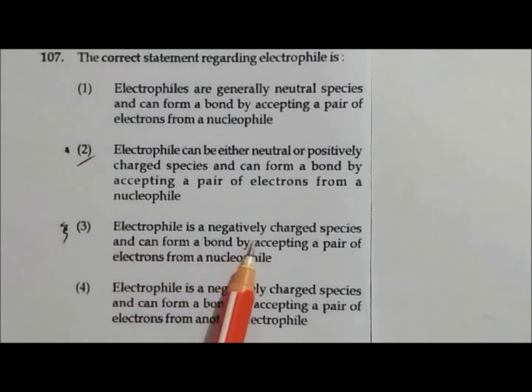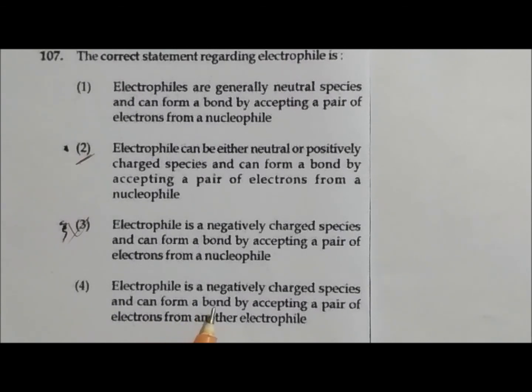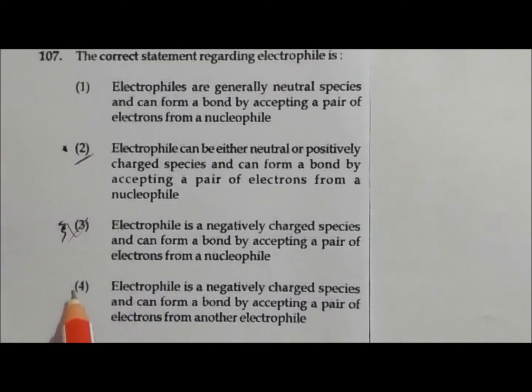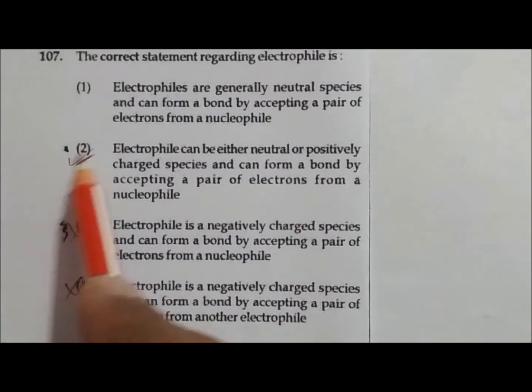Electrophile is a negatively charged species. No, an electrophile cannot be negative. So this is an absolutely wrong answer. Electrophile is a negatively charged species and can form a bond by accepting a pair of electrons from another. So this is again a wrong answer. Electrophile is a neutral or positively charged species. This is the only correct answer.